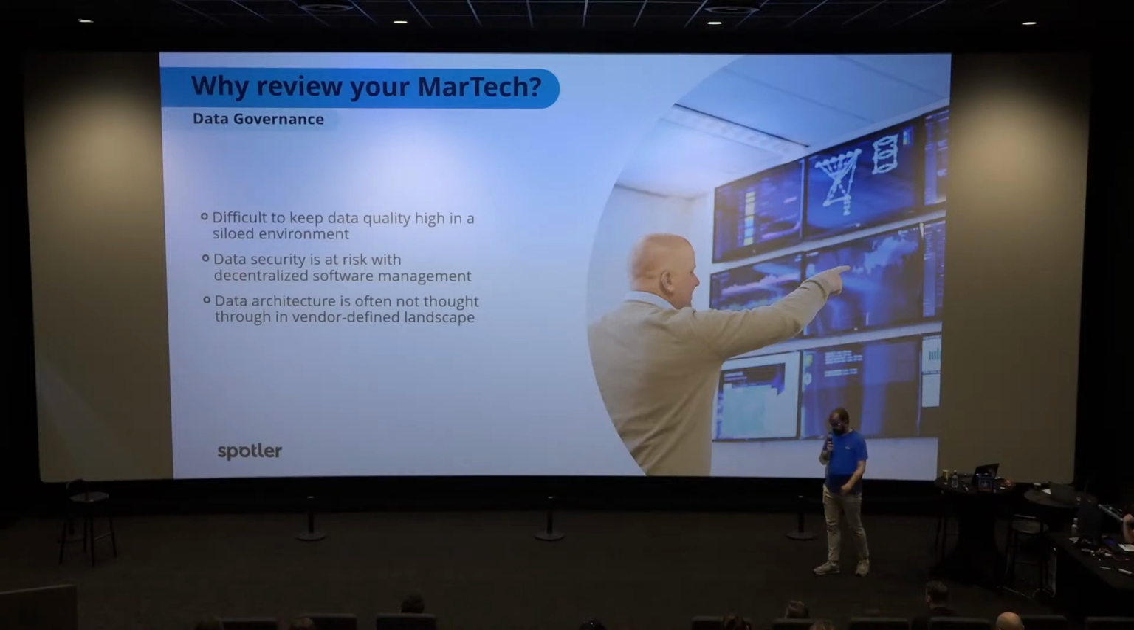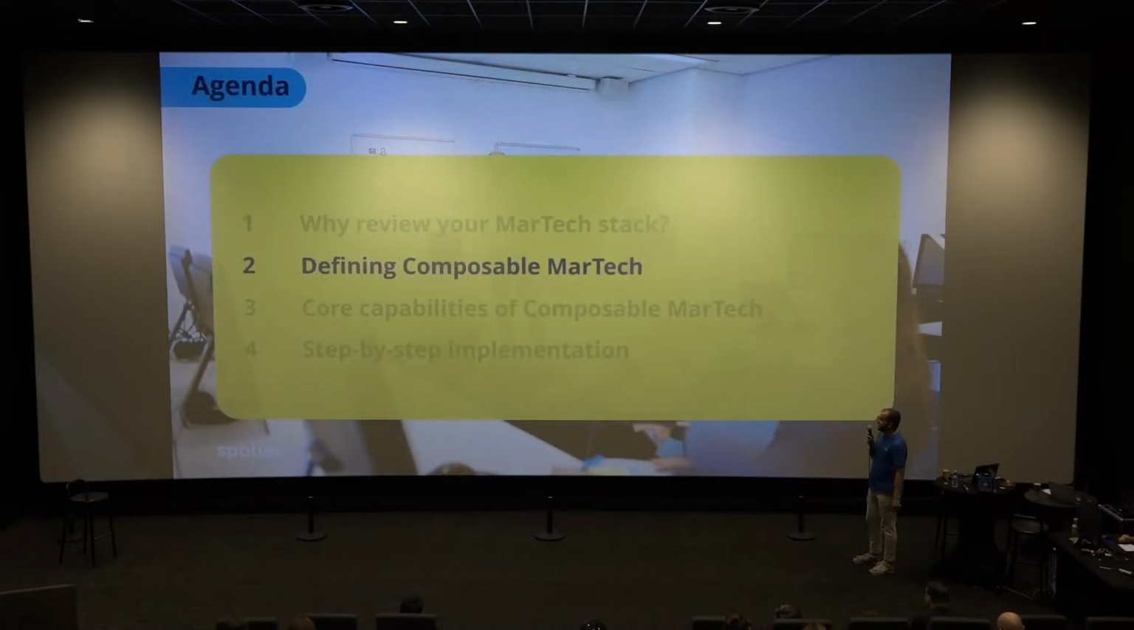And one of the things that composability is offering us is to take that control over the architecture back. And so, yeah, that's pretty much the reasons why you should review it, I think. I should speed it up a little bit. Okay, so let's define composable MarTech.